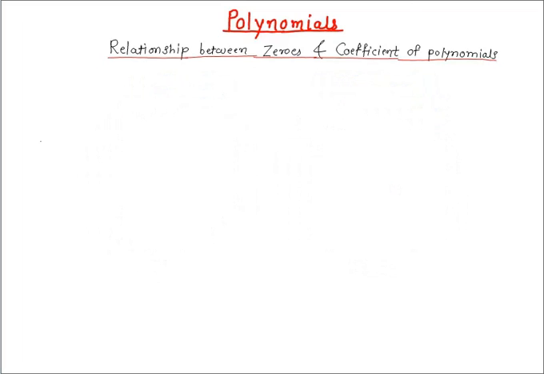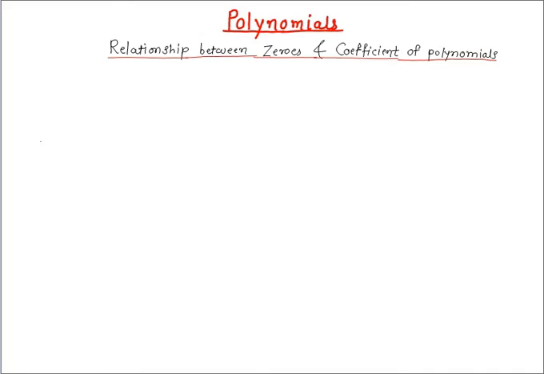In this session, we shall learn about the relationship between zeros and coefficients of polynomials. In this, we will be dealing with quadratic polynomials and cubic polynomials. This is part 3 of the polynomial chapter. So if you have missed any earlier videos, then please do watch those so that you will have continuity of the chapter. So now, let's get started.